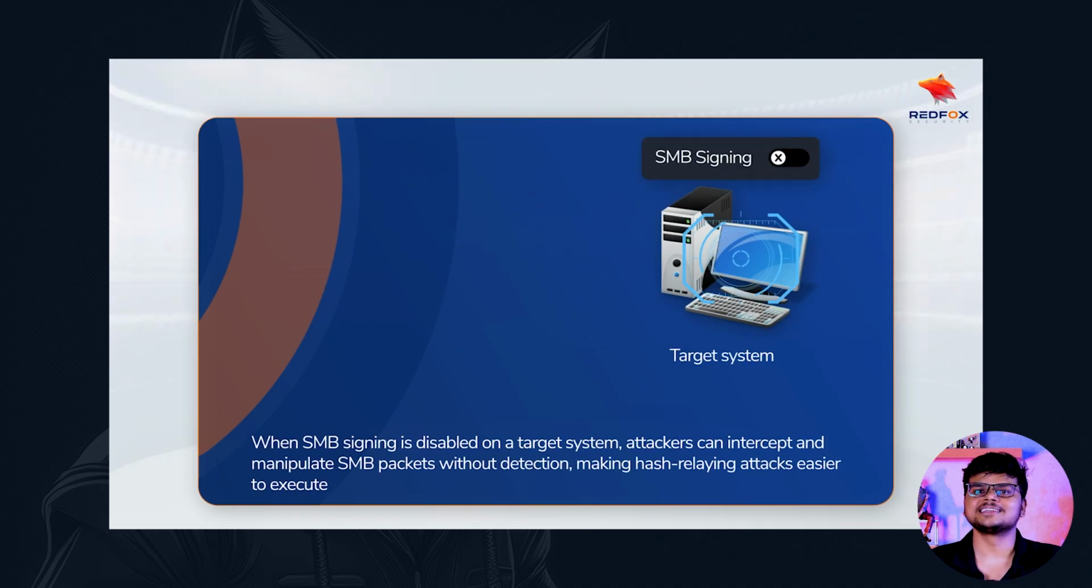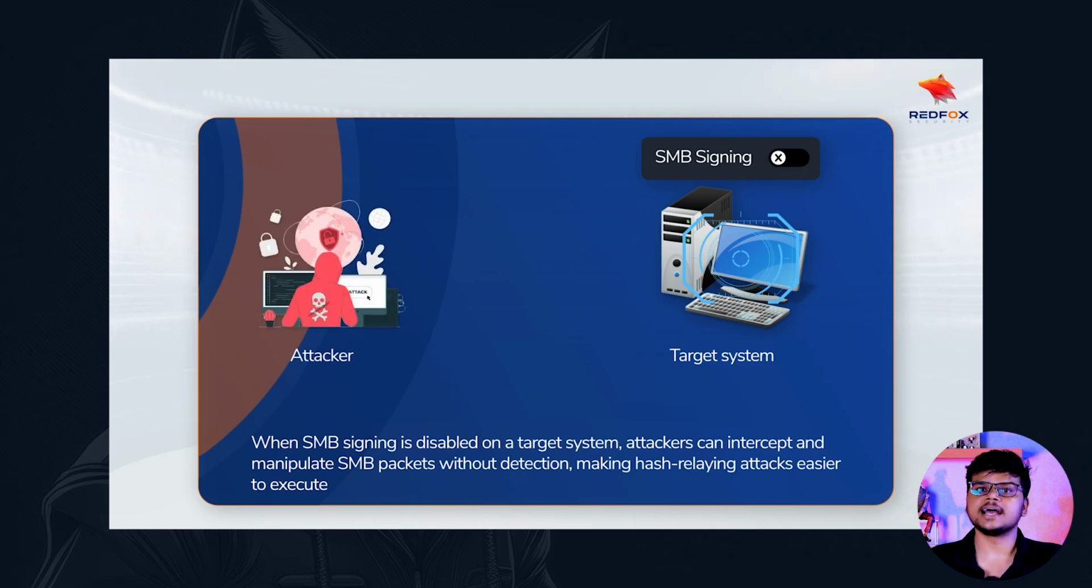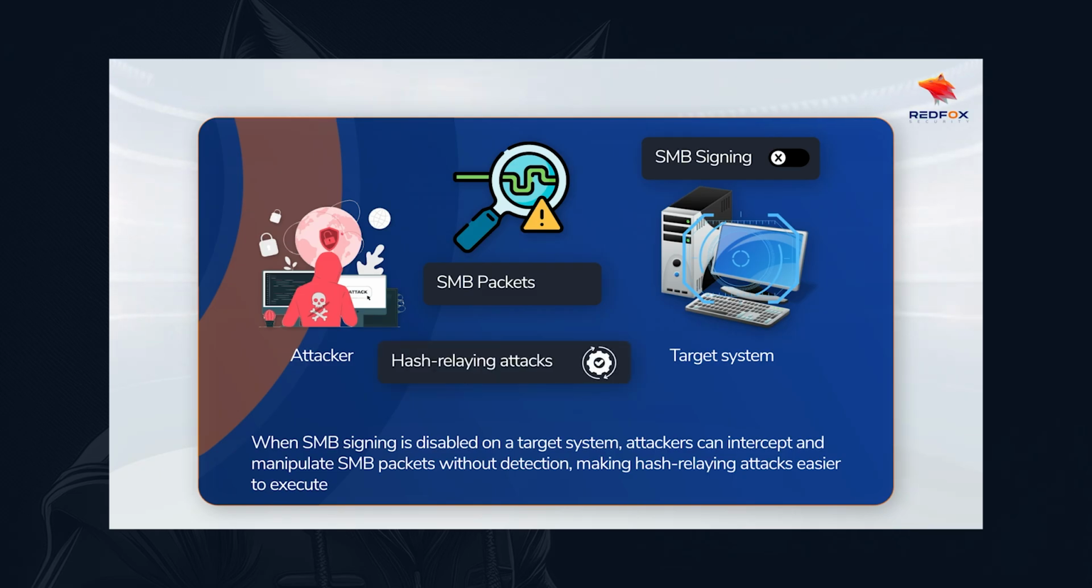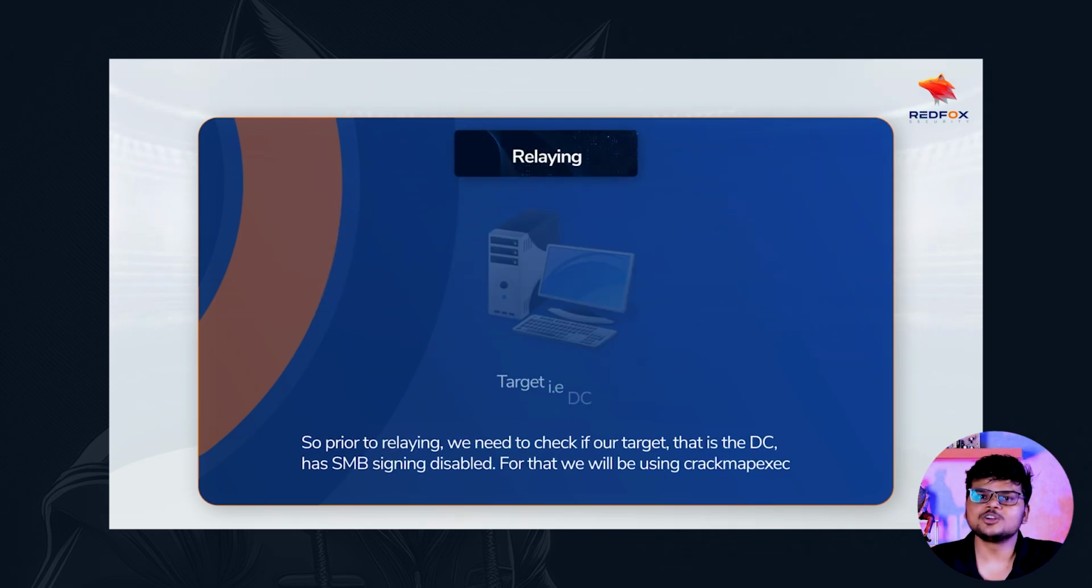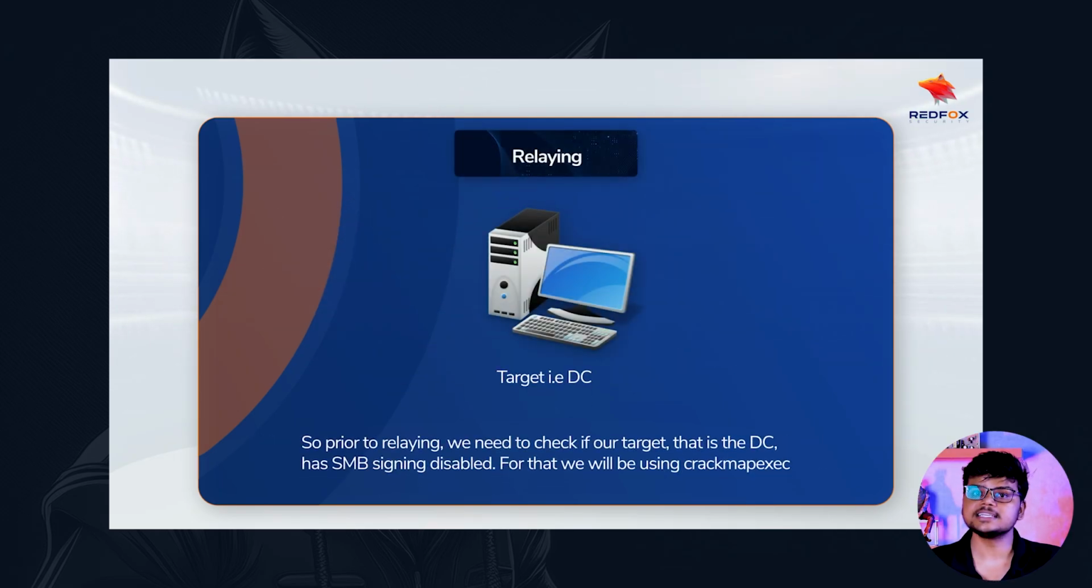When SMB signing is disabled on a target system, attackers can intercept and manipulate SMB packets without detection, making hash relaying attacks easier to execute. So prior to relaying, we need to check if the target, that is the DC, has SMB signing disabled. For that, we will use CrackMapExec.